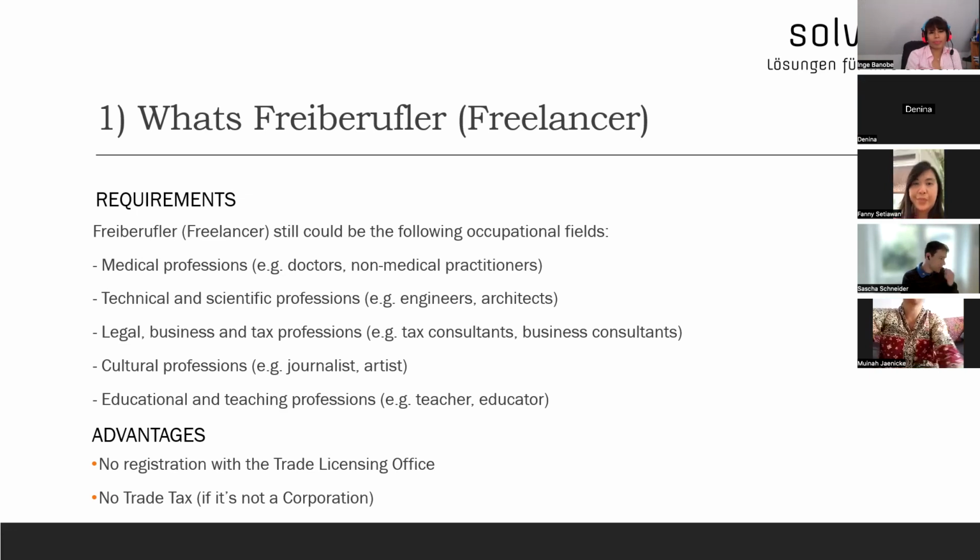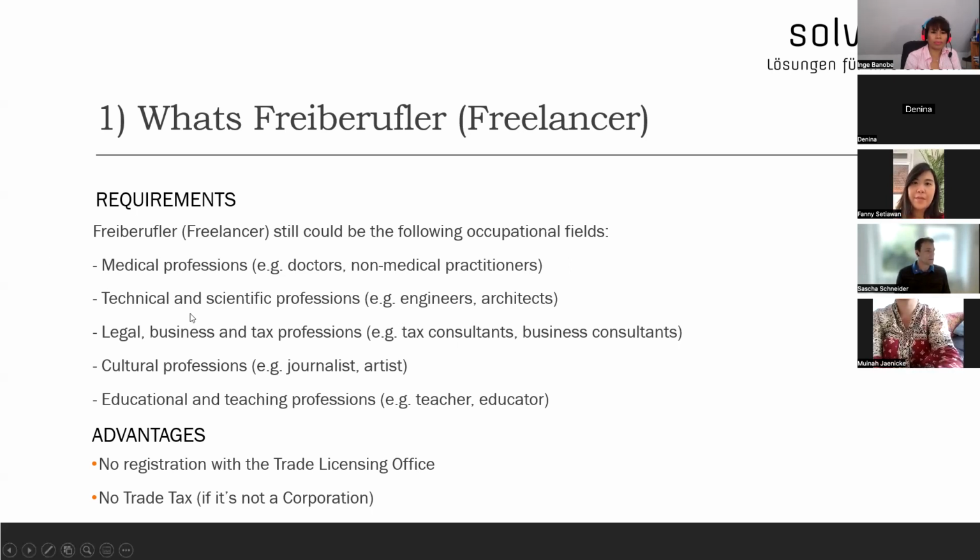And the advantage is that you don't need a trade license registration at the office, which in Germany is called the Gewerbeamt. So it's less bureaucratic than a usual Gewerbetreibender. And of course you don't need to pay the trade tax, which is a part of the taxation, which I will explain to you later.